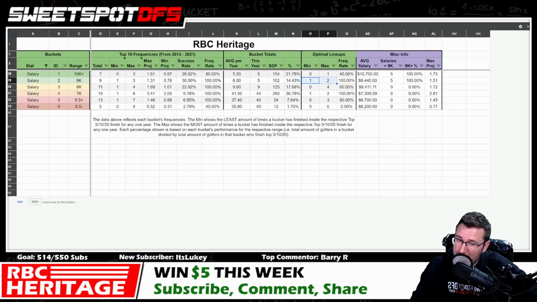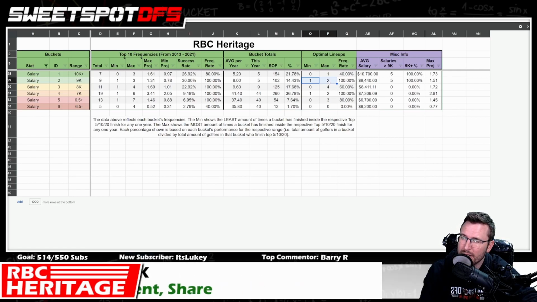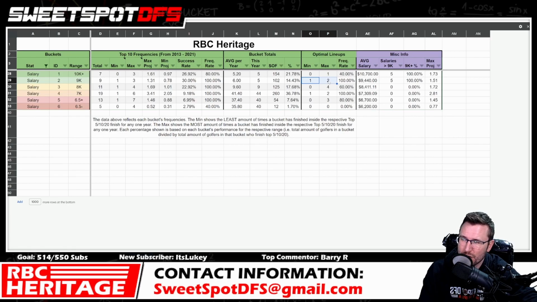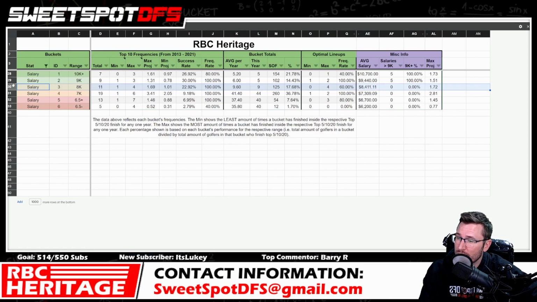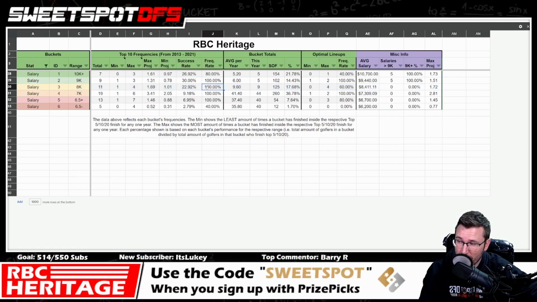Now, I don't mind starting 10-9. Remember, I always advocate for the 10-9-8, 7-7-6 method when you build your lineups. But this is just kind of proving more that going balanced might be the way to go. 0 to 2 9Ks. So don't play more than 2 9K golfers in your lineup. 0 to 2 8Ks. Again, 100% frequency rate of being inside the top 10. At least 1 golfer from this bucket every single year finishes inside the top 10.